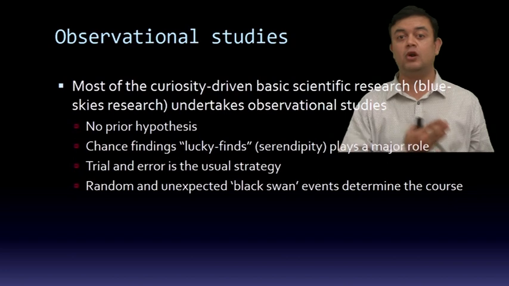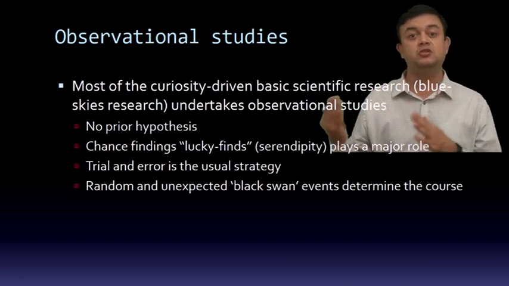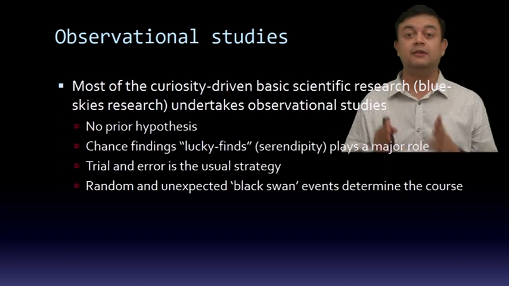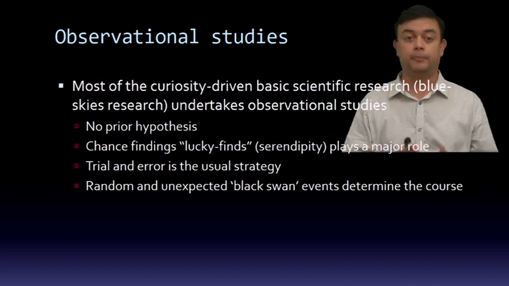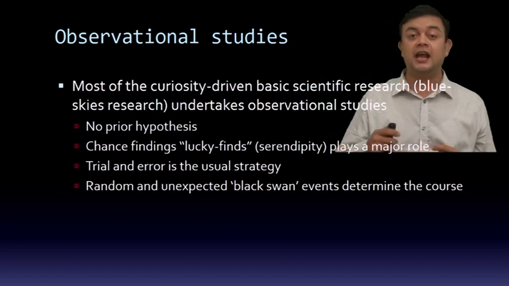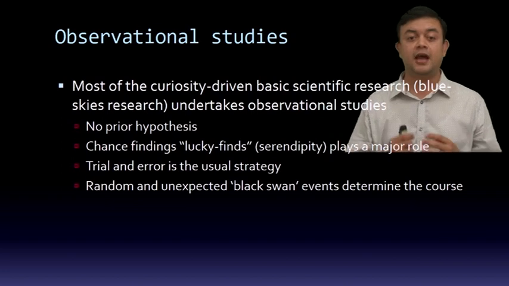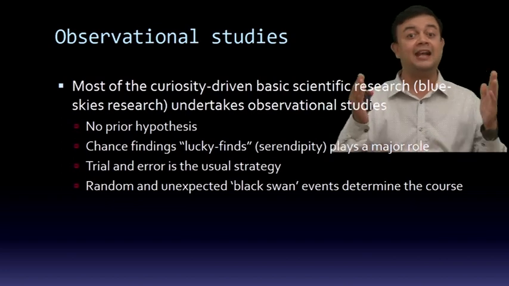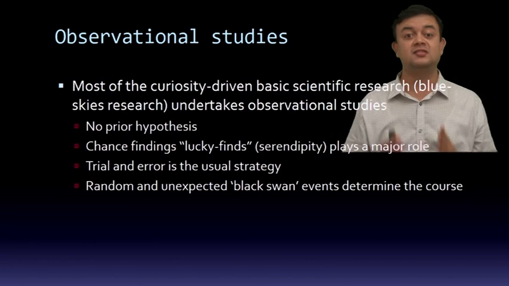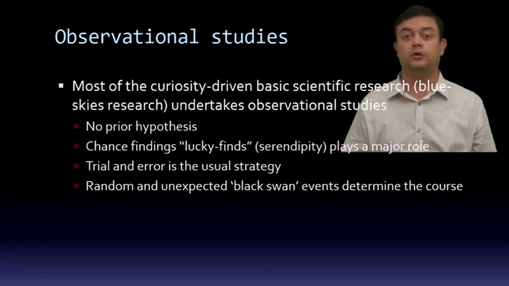As explained to you in one of our early sessions, this is something to do with the paradigm shift of Thomas Kuhn rather than the falsification of Popper. So that is what plays a major role in observational studies. Trial and error is the strategy of observational studies, and the random and unexpected black swan event, the serendipitous event, determines the course, the paradigm shift of Kuhn.